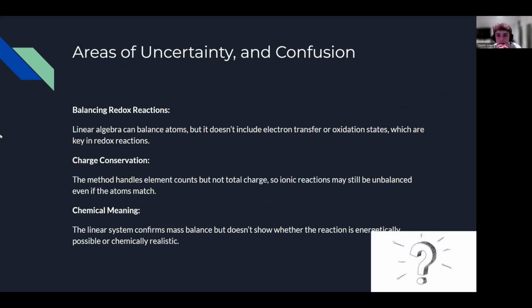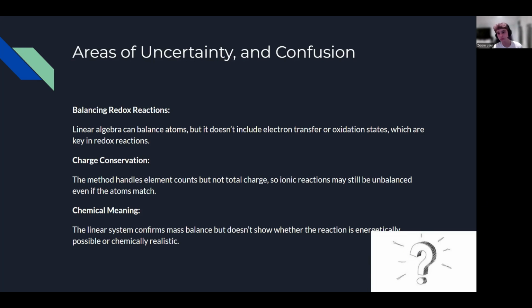All right, so while linear algebra works really well for balancing atoms, there's still a couple of limitations to know. First off, when you're balancing redox reactions, linear algebra doesn't account for electron transfers or oxidation states, which are key in redox chemistry. For charge conservation, it only matches atom counts, not total charge. So ionic reactions might still be unbalanced even when the atoms look right.